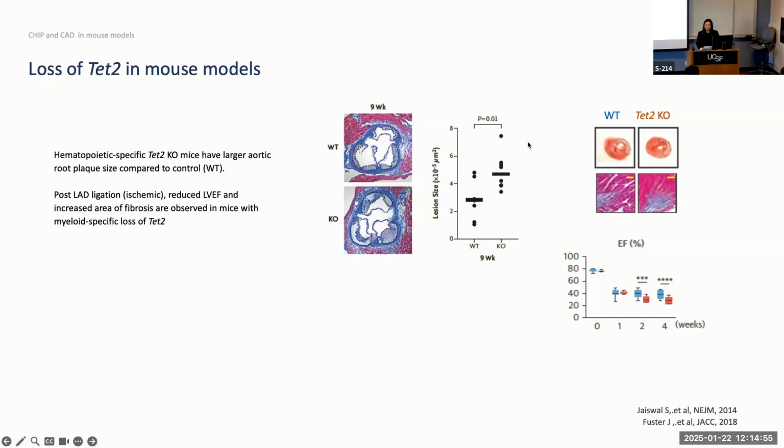Similarly, do we see any downstream effects of coronary artery disease in our mouse model, like heart failure? And the answer is yes, we can. In a post-LAD ligation model for ischemia in the same mouse that we're using for our TET2 CHIP, we see both an increase in fibrosis in the myocardium and a decrease in the ejection fraction that signifies an increased risk for heart failure as well.